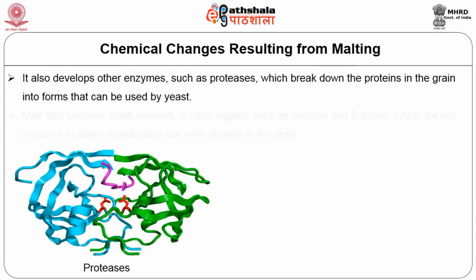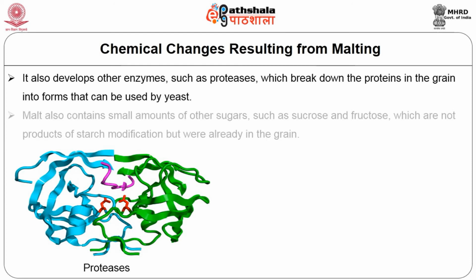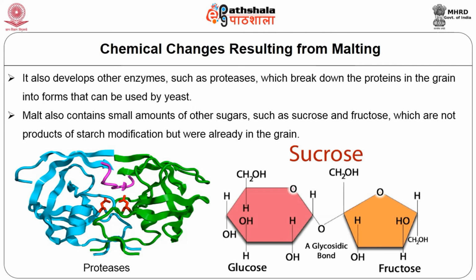It also develops other enzymes such as proteases, which break down the proteins in the grain into forms that can be used by yeast. Malt also contains small amounts of other sugars such as sucrose and fructose. These are disaccharides, which are not products of starch modification, but were already in the grain.